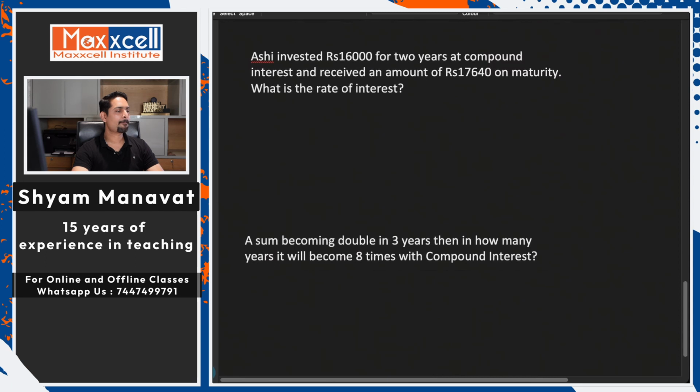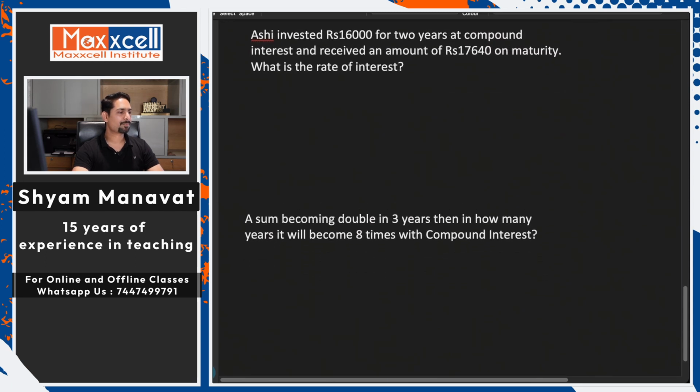Next question we have: Ashi invested 16,000 for 2 years at compound interest and received an amount of 17,640 on maturity. Maturity means after 2 years. What is the rate of interest? That's what we need to find out. So let's do it.